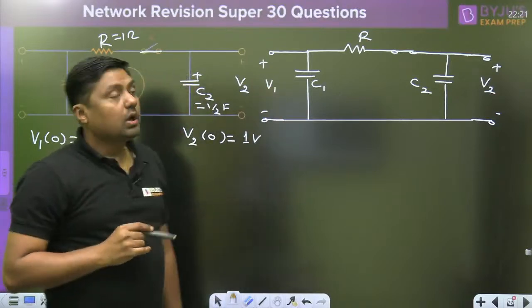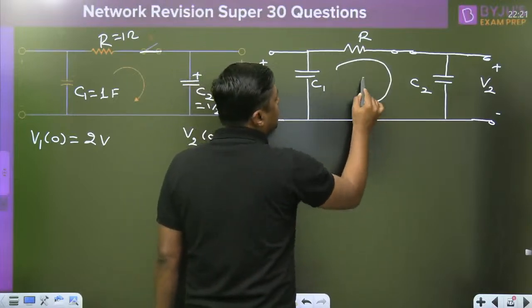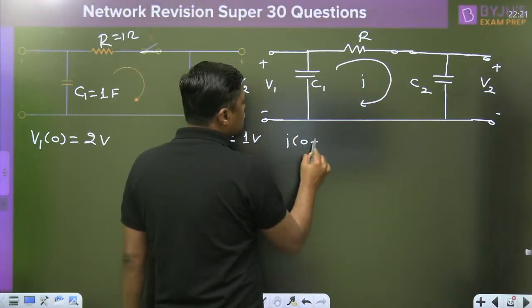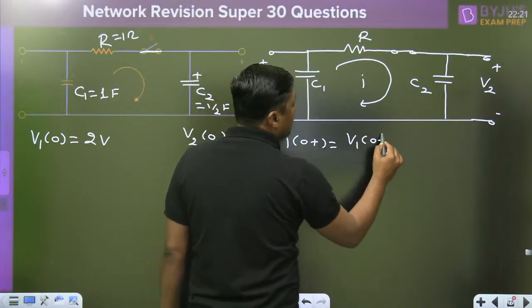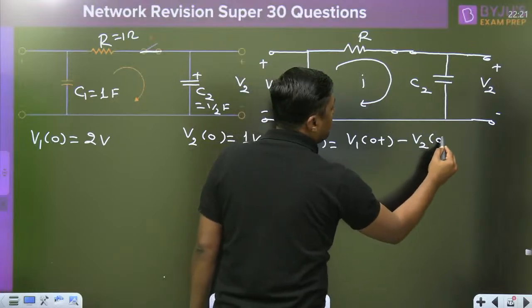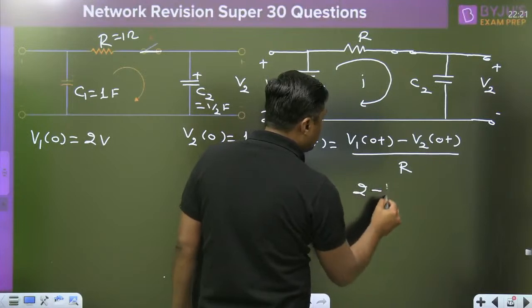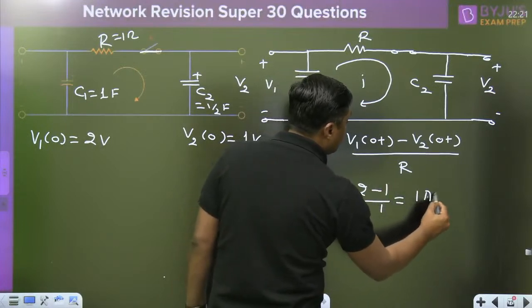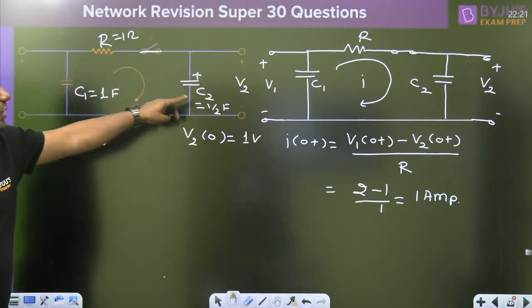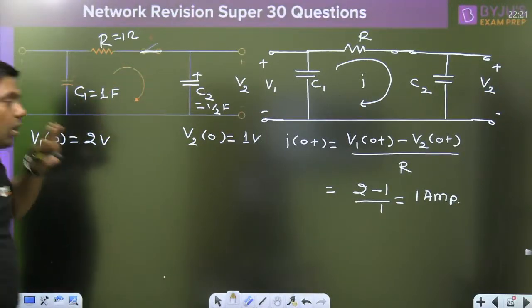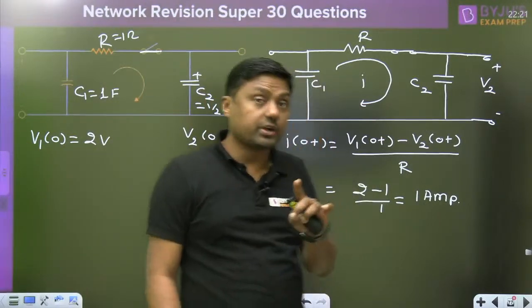Right. So what is the initial current? Always remember the initial current. I0 plus is equal to V1 0 plus minus V2 0 plus divided by R. This is nothing but 2 minus 1 divided by 1, which is 1 ampere. This is the initial current. If this voltage is 2 volt and that voltage is 1 volt, then 2 minus 1 divided by R gives 1 ampere as the initial current. Always remember, that is the first objective.